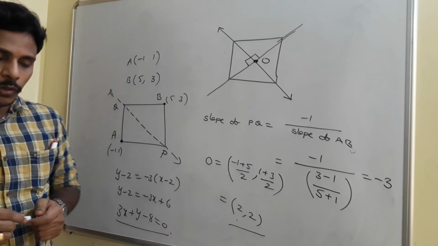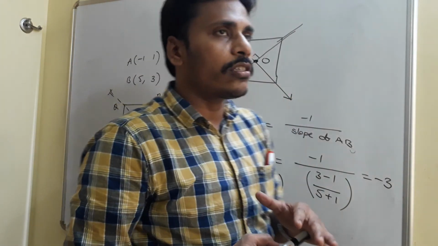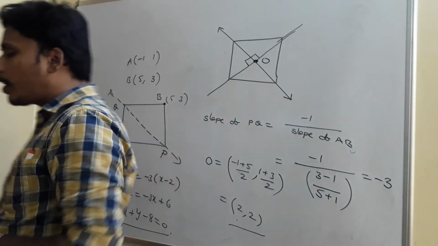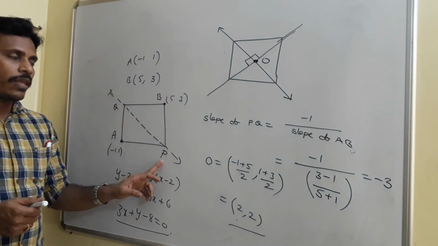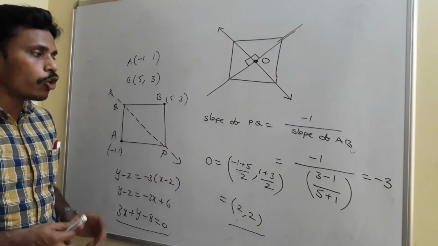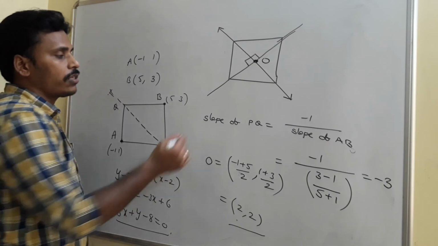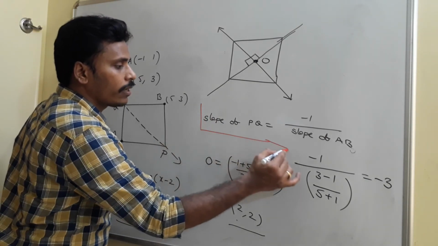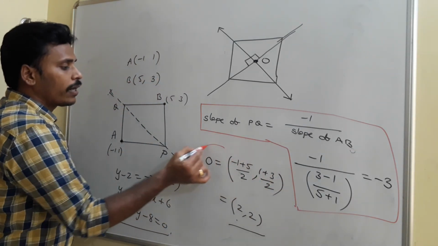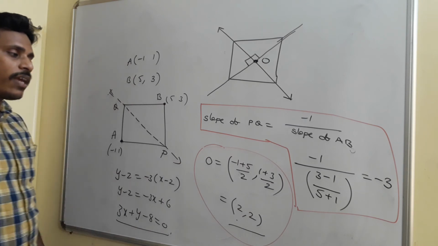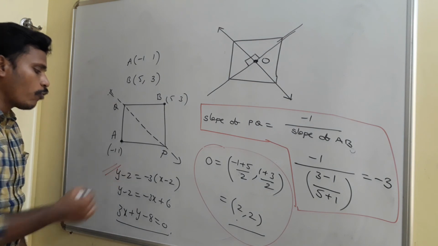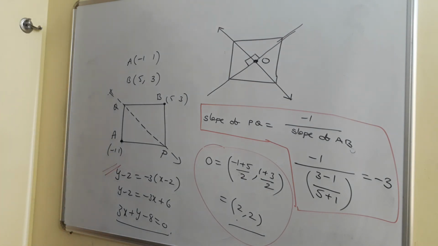Have a look at the problem. Opposite vertices of a square, A and B, are given, and they are asking us to find the equation of the other diagonal PQ. To find the equation of PQ, I need a point and the slope. The slope of PQ can be calculated using this logic: slope of PQ is equal to minus 1 by slope of AB. This gives us the slope of PQ. And this idea, that diagonals bisect each other, so the midpoint of AB lies on PQ, gives us a point. After having the point and slope, this is the way to find the equation of the diagonal PQ. Right?